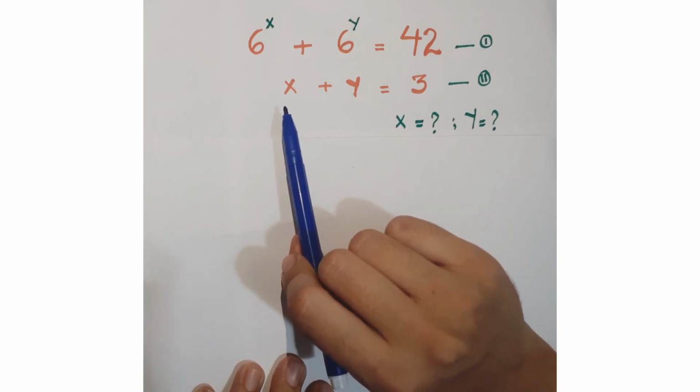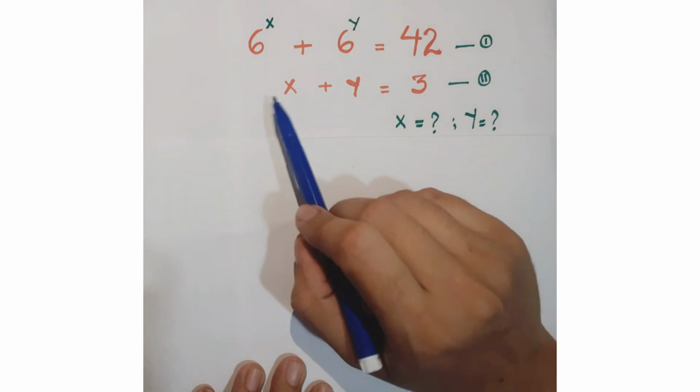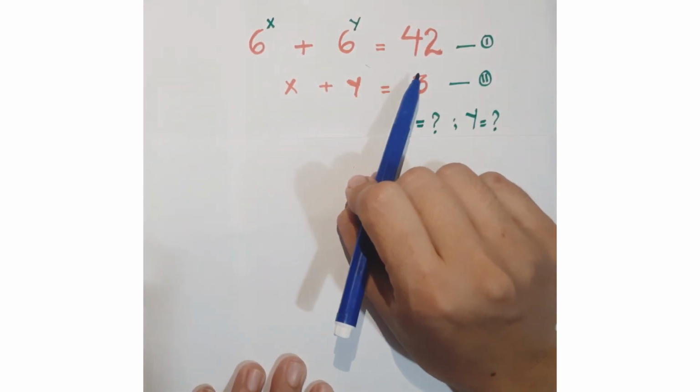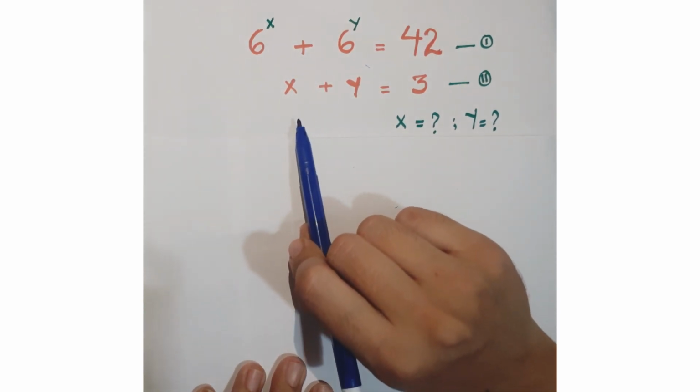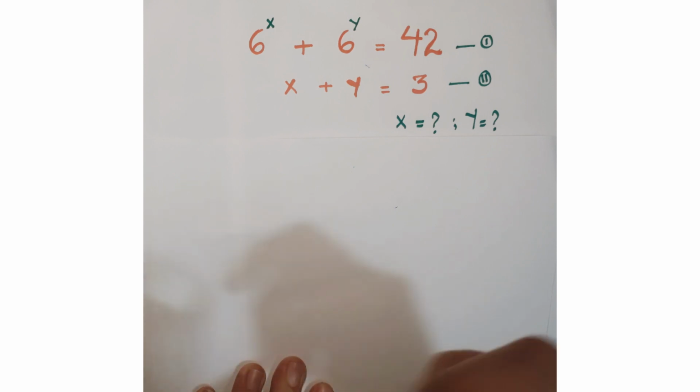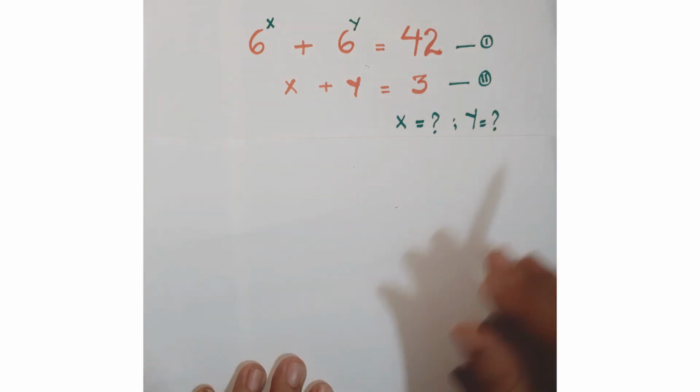Now look at this another Olympiad question. The question is 6 to the power x plus 6 to the power y is equal to 42. And the next equation is x plus y is equal to 3. And we are asked to find the value of x and y.